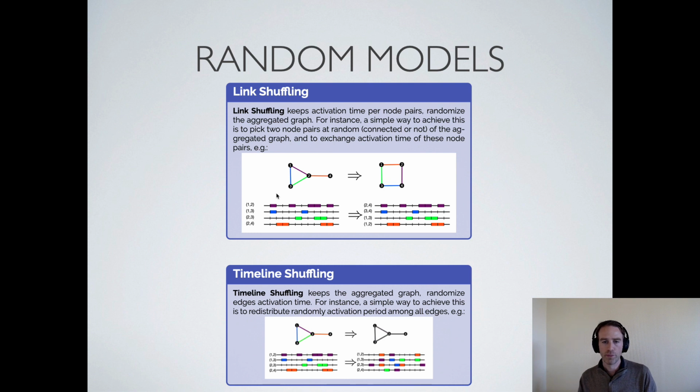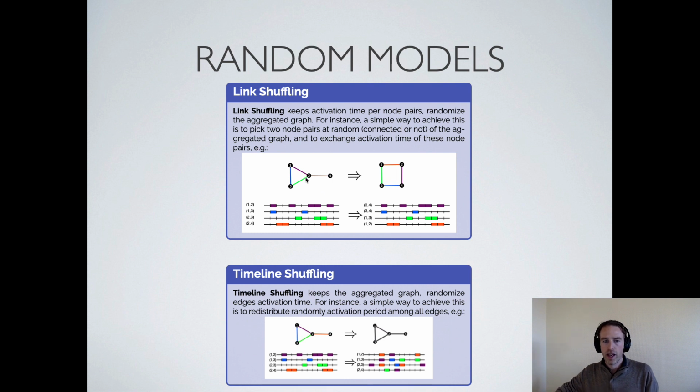Shuffling without limitation means that, for instance, before the shuffling there was an edge between 2 and 3, but after the shuffling there is no edge between 2 and 3. And on the contrary, there was no edge between 4 and 3, and now there is one.